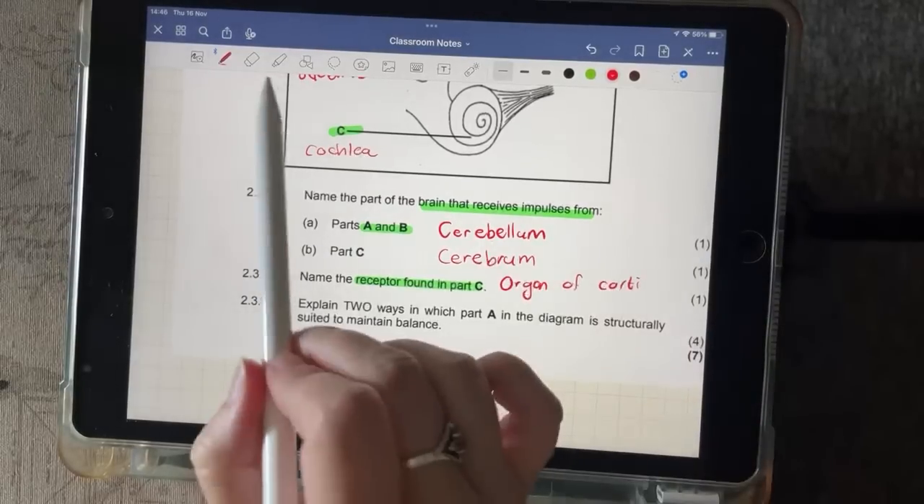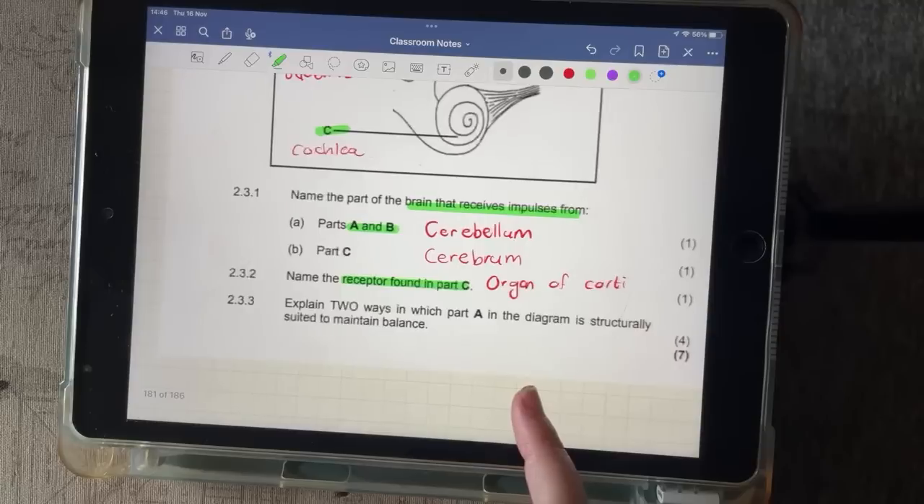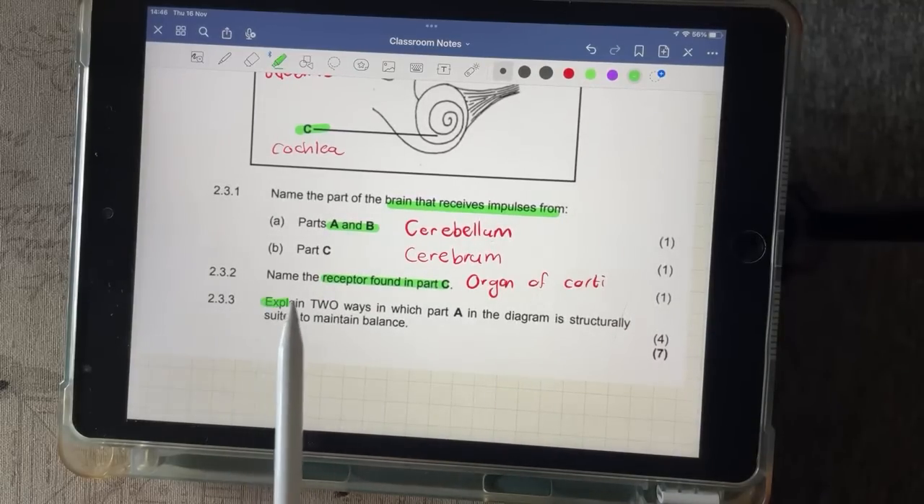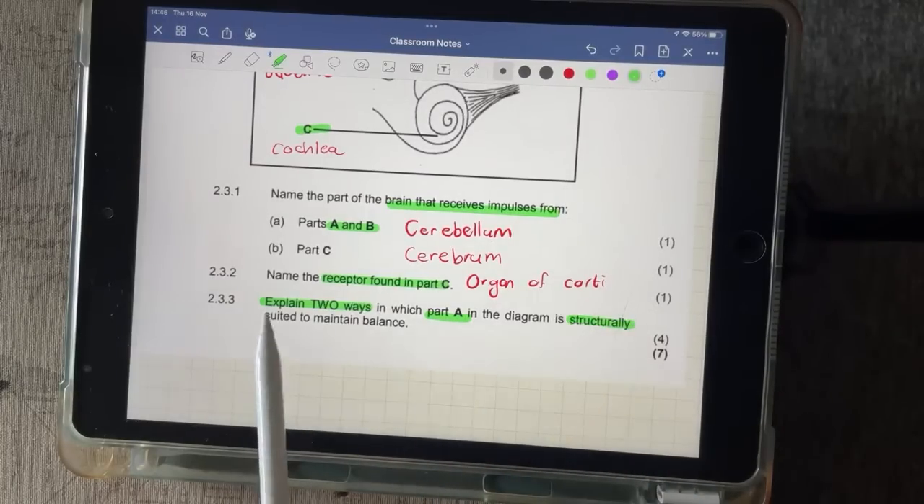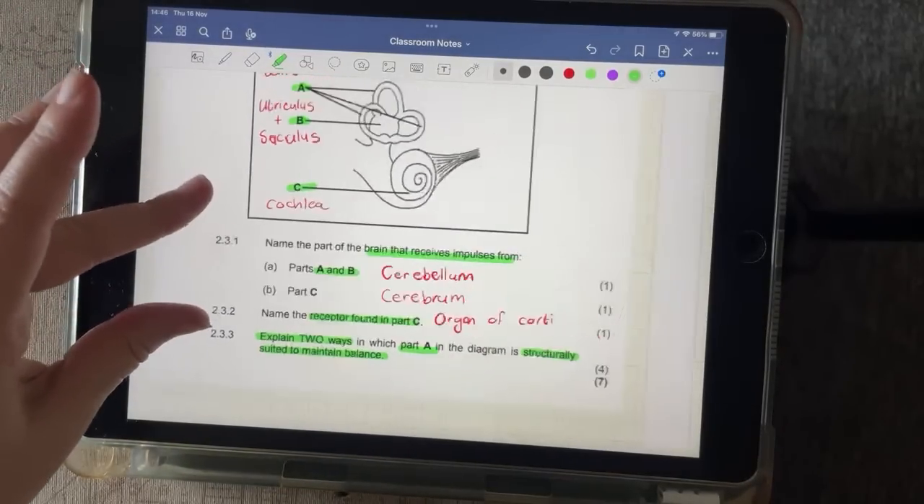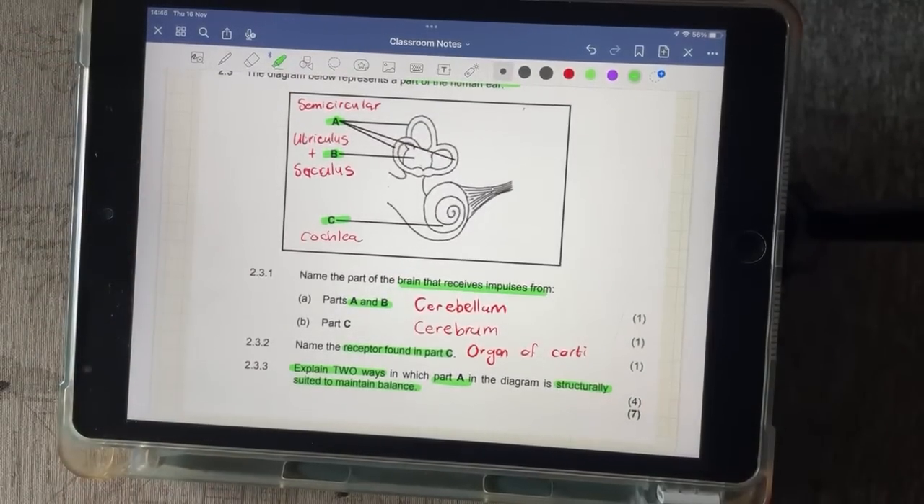Lovely. All right, let's get to this question, because this is actually why I chose this one. This is the one where you're busy doing your exam paper and you go, oh my gosh, I don't know how to answer this. 2.3.3, explain 2 ways in which part A in the diagram is structurally suited to maintain balance. So I just want you to sort of marinate on that question for a second there. They are talking about A, the semicircular canals. And I'm very interested to see what people say. You can, if you want, write it in the comments alongside in the chat.